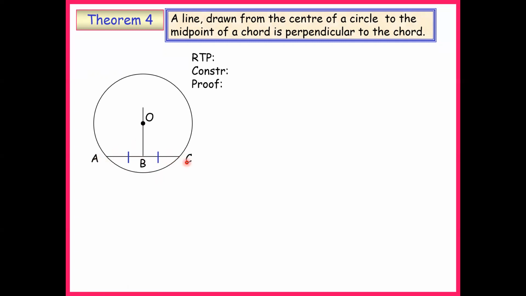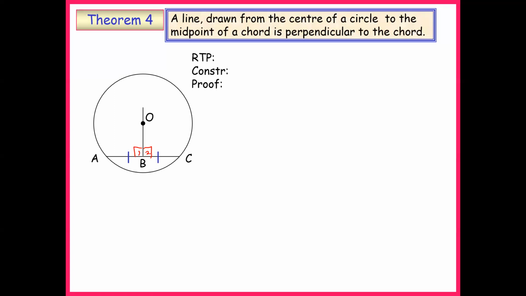So the theorem states if a line is drawn from the center to the midpoint, that means that the 2 angles at B will be 90 degrees each. If we actually put that down, our conclusion on this theorem would be that this angle is 90 and that angle is 90. Let's call them B1 and B2. So we can say B1 and B2 are equal to 90 degrees.